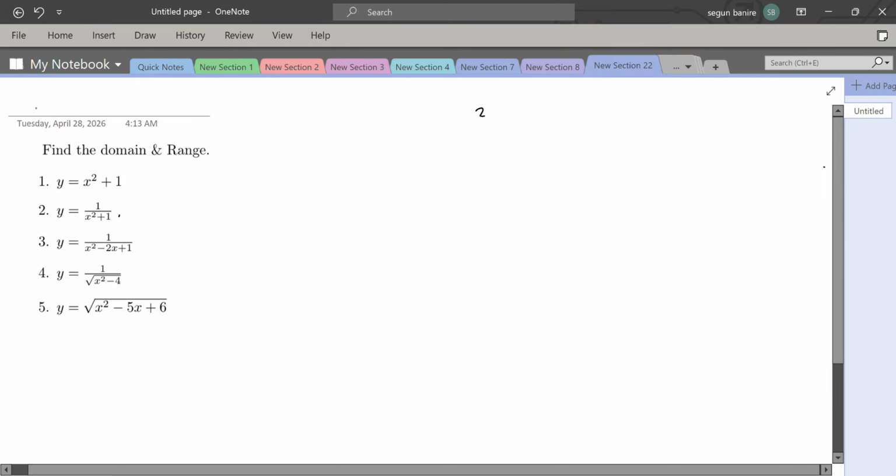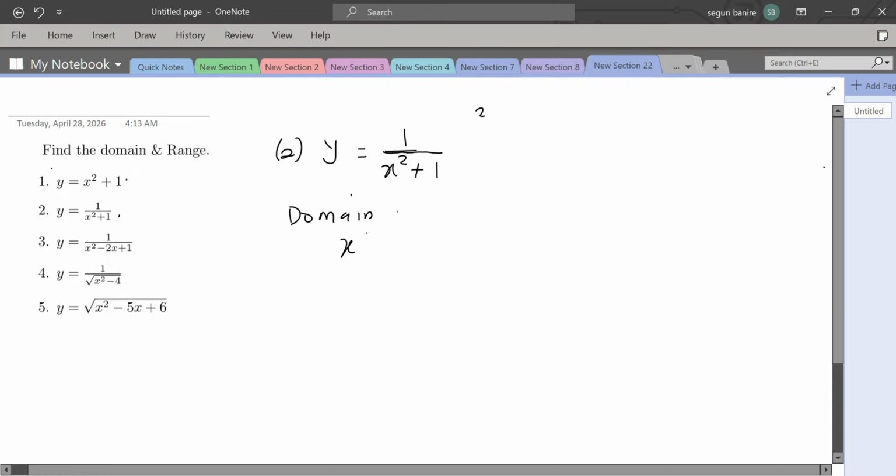Now looking at question 2. Question 2, we have y is equal to 1 over s squared plus 1. So you could see that this is a fraction. So for a fraction, let's talk about the domain. For the domain, we need to know the set of values that s can assume. So for 1 over s squared plus 1, what is the domain?